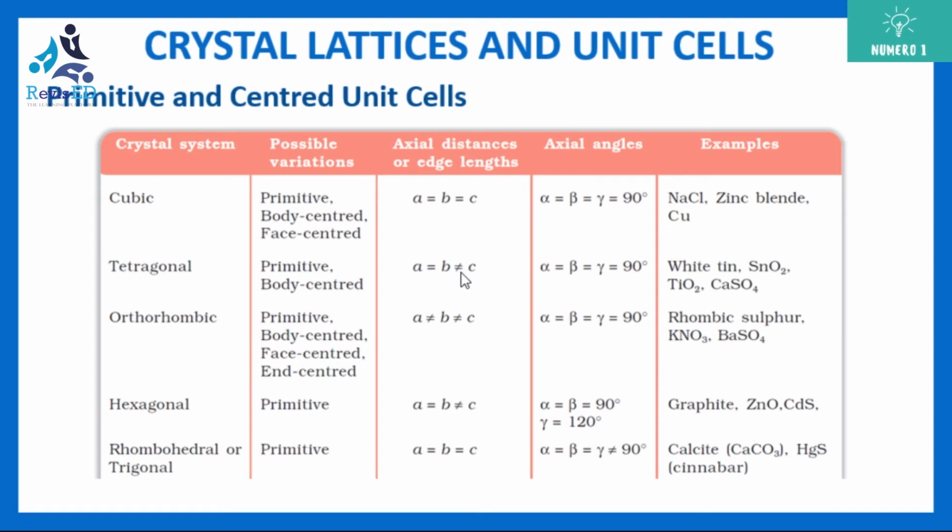Tetragonal, a is equal to b, not equal to c, but the angles are all the same. So between cubic and tetragonal, the angles are all the same, just c is not equal. That's the only difference. In orthorhombic, a is not equal to b, not equal to c, but all the angles are 90 degrees. And these are the examples. So these parameters are the main determining factor. Based on that, we have 7 primitive unit cells.